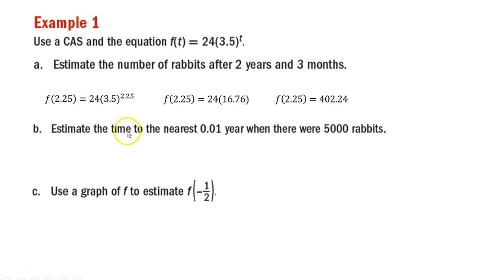Now we're going to estimate the time to the nearest hundredth of a year when there will be 5,000 rabbits. So this is where we're going to need a CAS, and we're not going to use a CAS. What we're going to do here is just plug it in and see what this looks like. So when is the value of f of t going to be 5,000? What's the value of t such that 24 times 3.5 to the t power is 5,000?